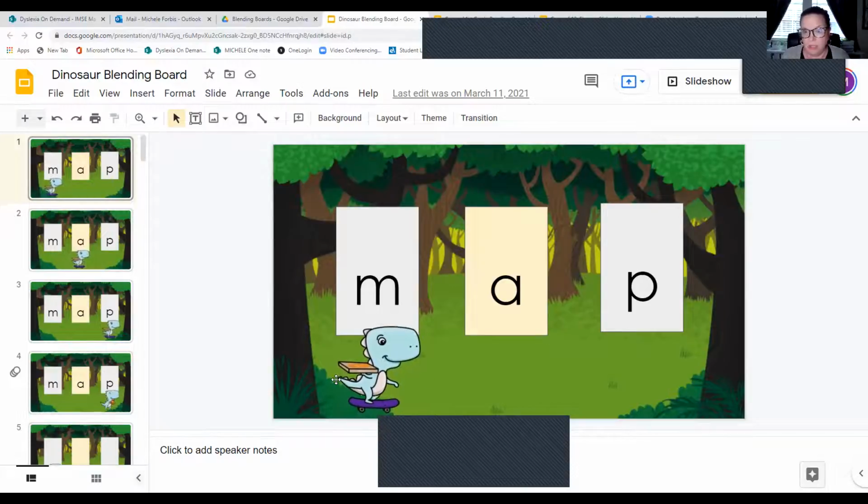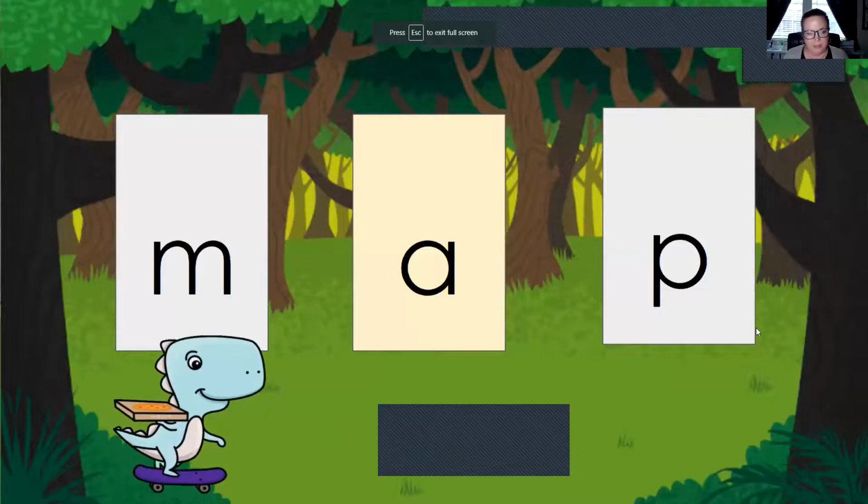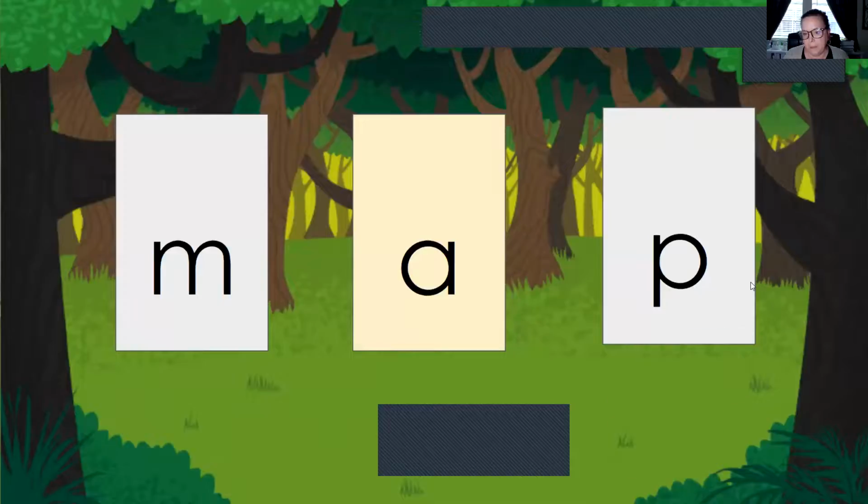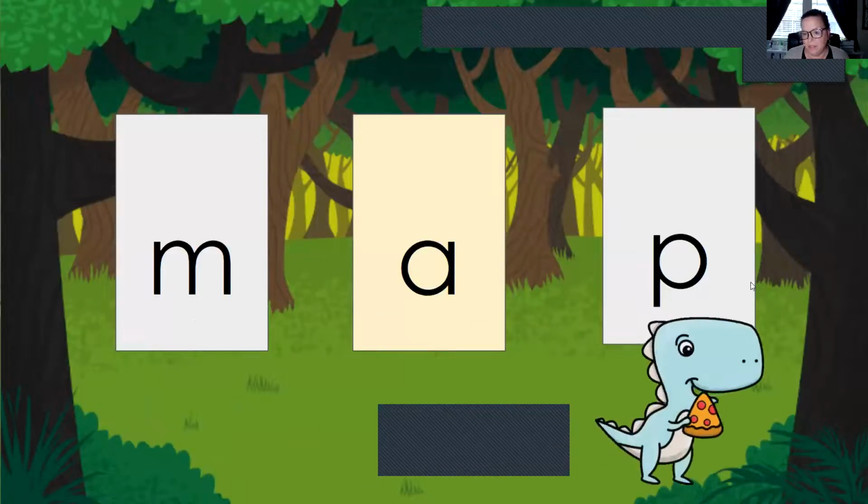So I'll show you. There's like a unicorn one. There's one for every season, every holiday. Those have already been done, and they're in the SharePoint. So you can just pull them and create with the words that you want to practice. So again, it's the same concept as the blending board in the lesson, and they just go map. Beat the dinosaur, map.